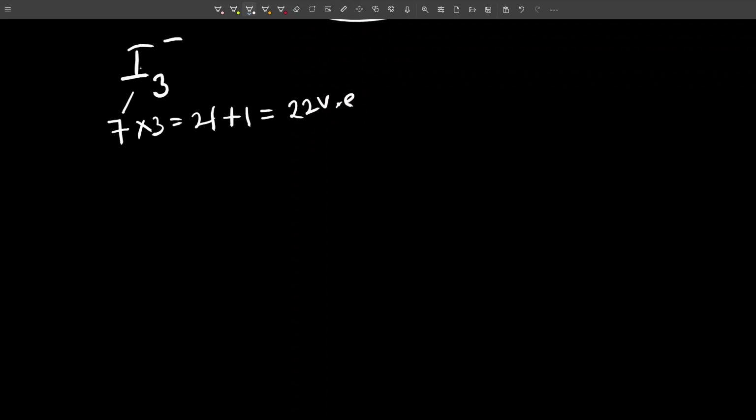Since we have the same kind of atoms, let's just write it linearly. So we have I, I, and I. Which of them will be the central atom? Obviously the one in the center. So let me change the color to make it obvious.